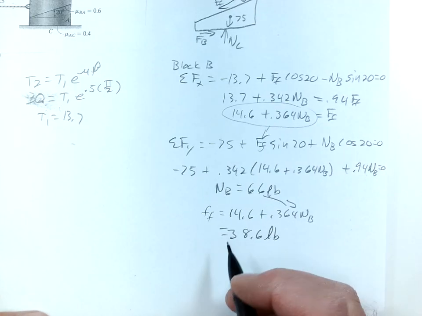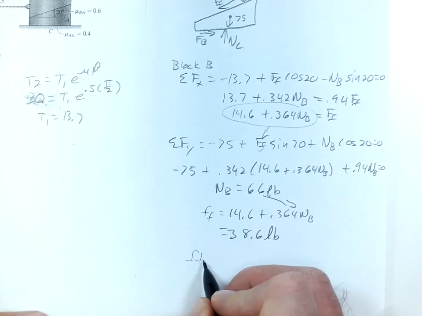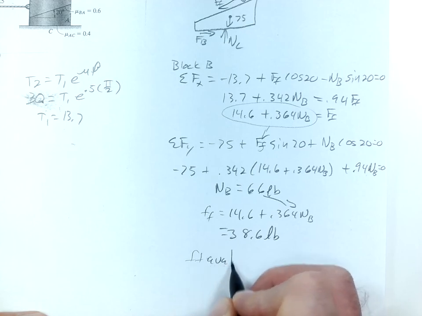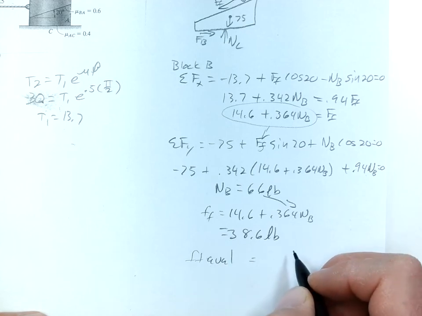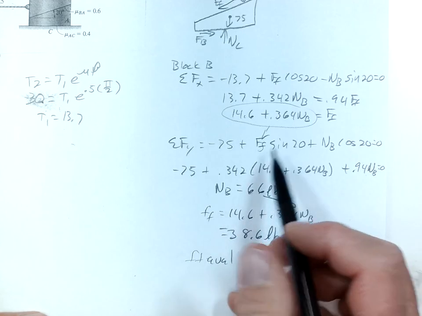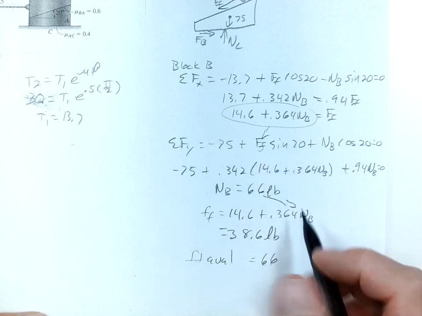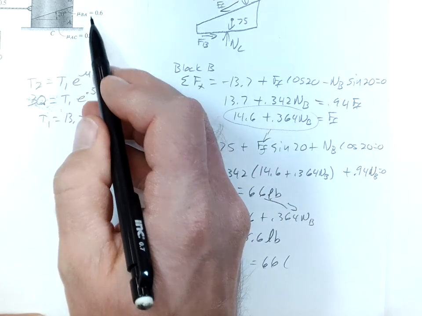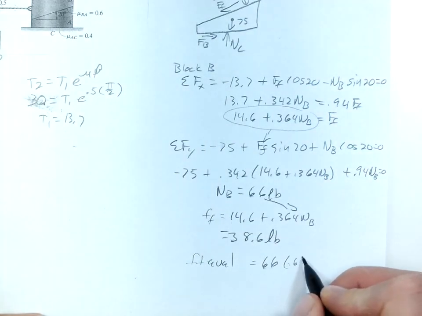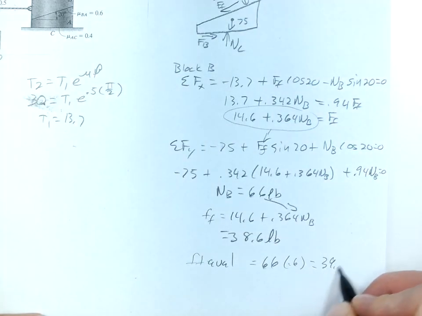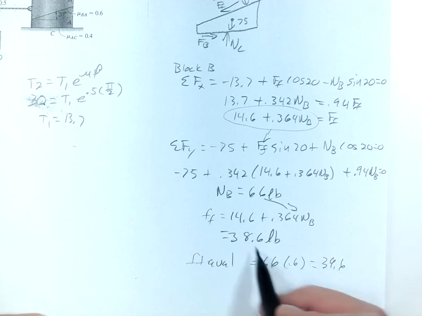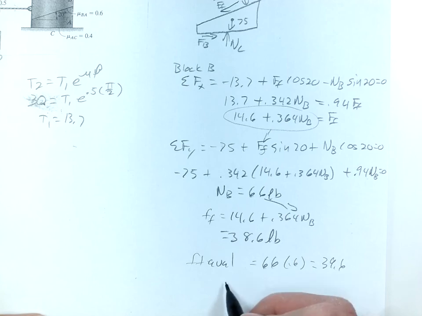Now, does it slip? The force of friction available is the normal, 66, times 0.6, and that is 39.6. So 39.6 is greater than 38.6, so it does not slip at B.